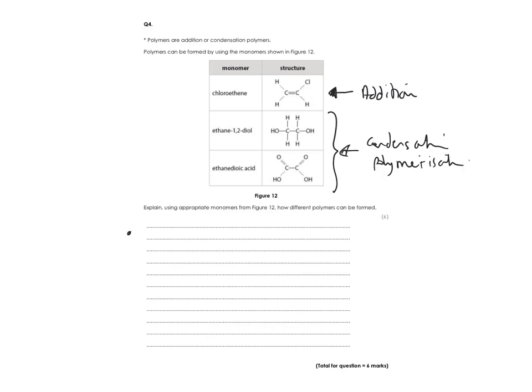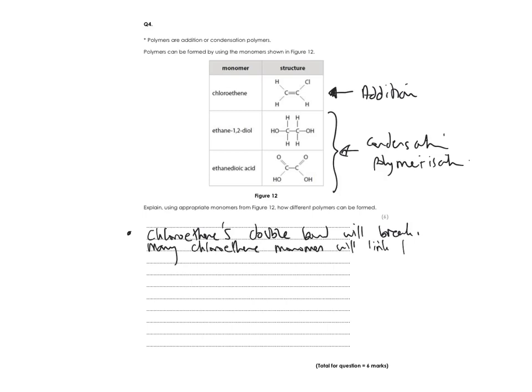So let's start with the addition polymerization. For the addition polymerization to happen, the chloroethene double bond will break, and then many chloroethene monomers will link together. And it probably wouldn't harm to draw a diagram or a displayed formula of what that polymer would look like, and that's what polychloroethene would look like.